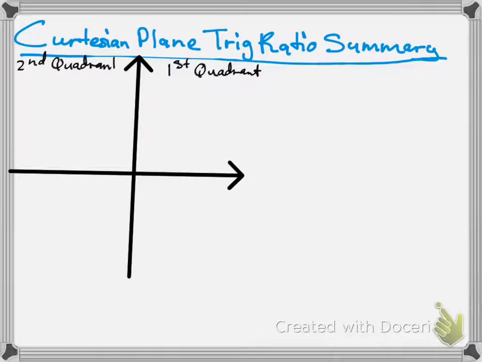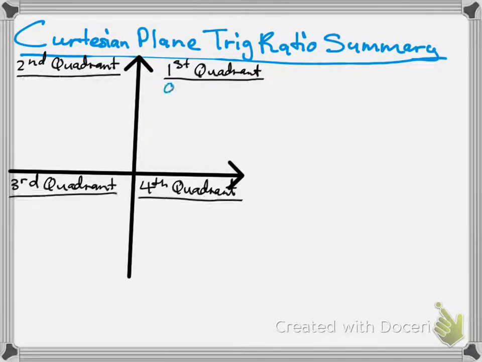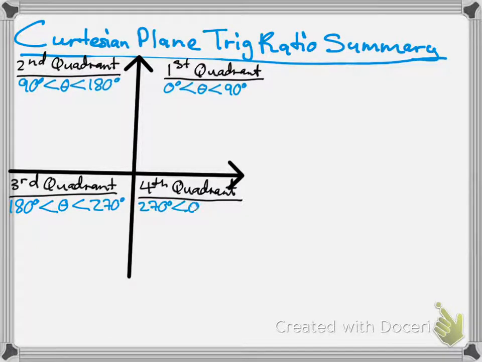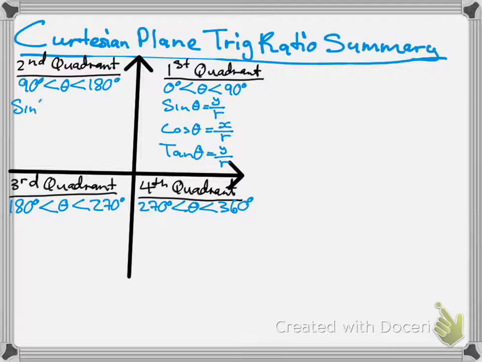Remember, the Cartesian plane is divided into first quadrant, second quadrant, third quadrant, and fourth quadrant. Right, in the first quadrant, this is an acute angle between 0 and 90 degrees. In the second quadrant, obtuse between 90 and 180. In the third quadrant, reflex between 180 and 270. And in the fourth, reflex again between 270 and 360 degrees. And in the first quadrant, all the trig ratios are positive because all the coordinates of the points in there are positive.